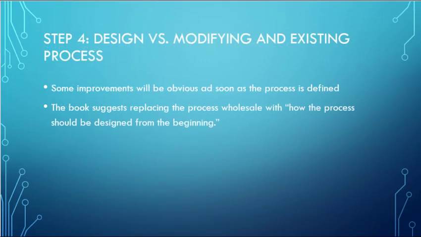This book gives the standards for how to manage a process, and I'm going to disagree with what this book says. The book says some improvements will be obvious and you can start working on them right away, and I don't really disagree with that. However, they also suggest that we could replace the process wholesale with how the process should have been designed from the beginning. That is a fundamentally risky activity.